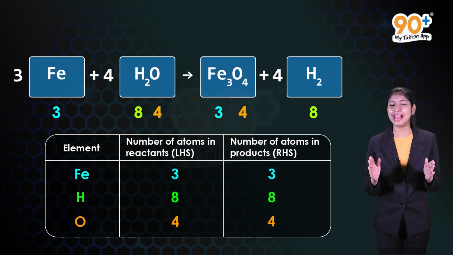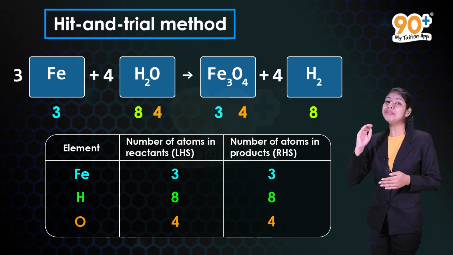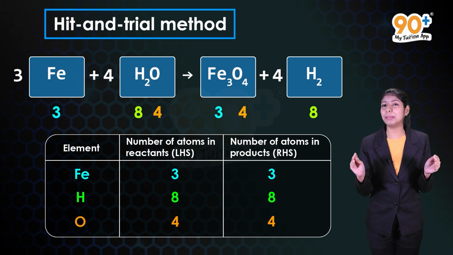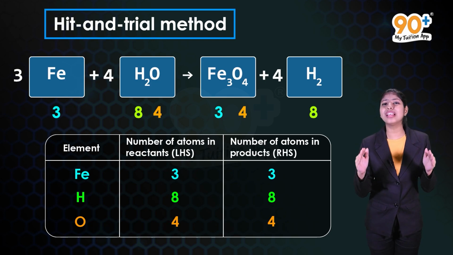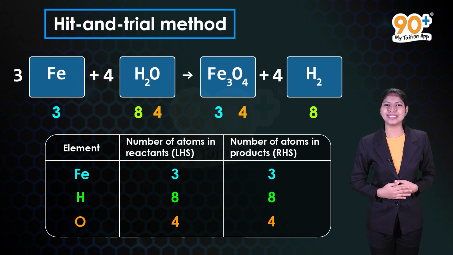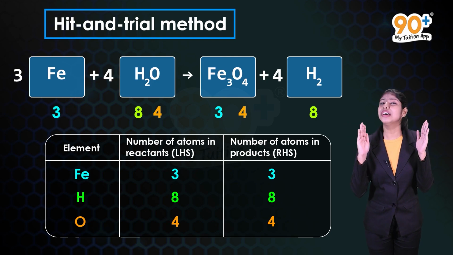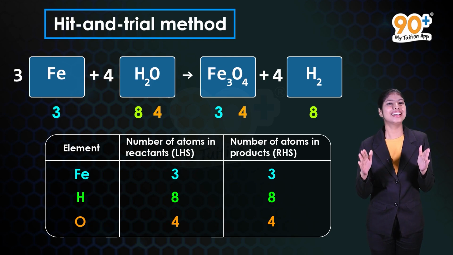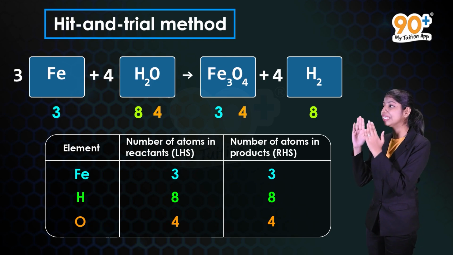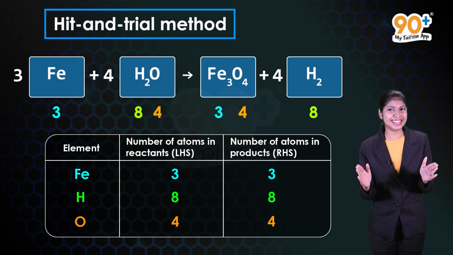This method of balancing chemical equations is known as the hit and trial method, which means we make trials to balance the equations using the smallest whole number coefficient. Does this equation tell us anything about the physical states of each reactant and product? No information has been given in this equation about their physical states, right?